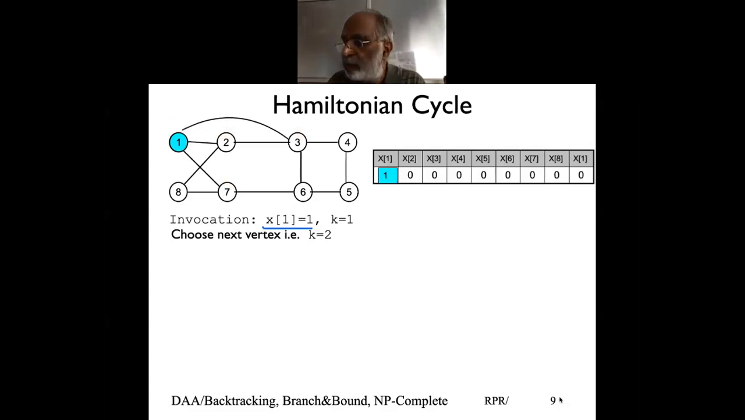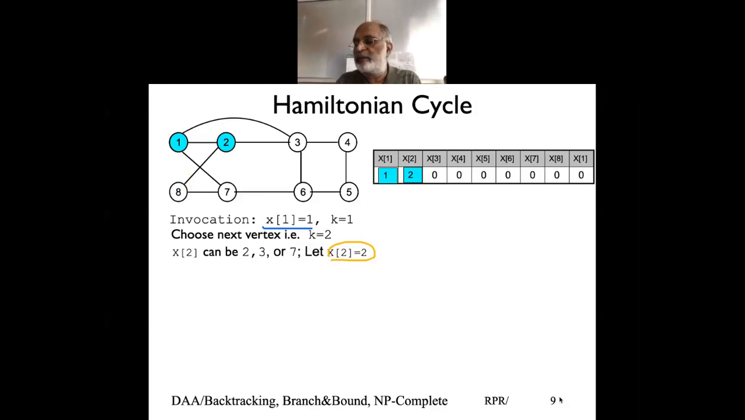Let's say I choose vertex number 2. Having chosen vertex number 2, now what are my choices? I can go to vertex number 3, or vertex number 8, or vertex number 1. Vertex 1 is already visited, so we won't consider it. The choice is either we can go to vertex 3, or vertex 8. So my choice is when k is equal to 3.